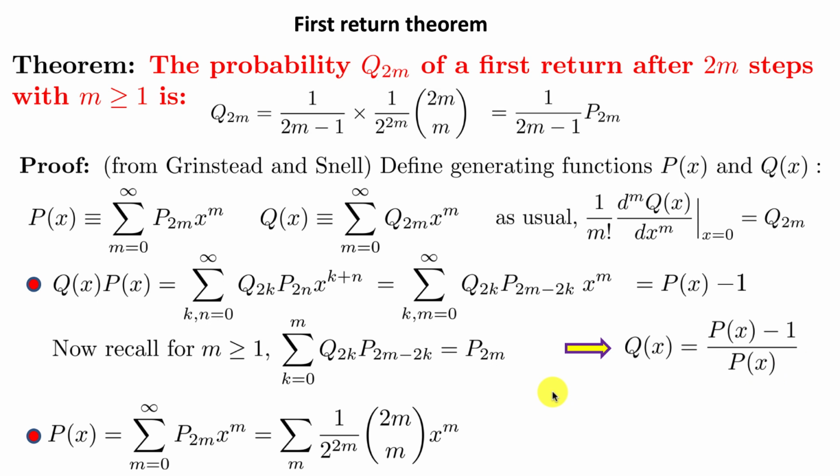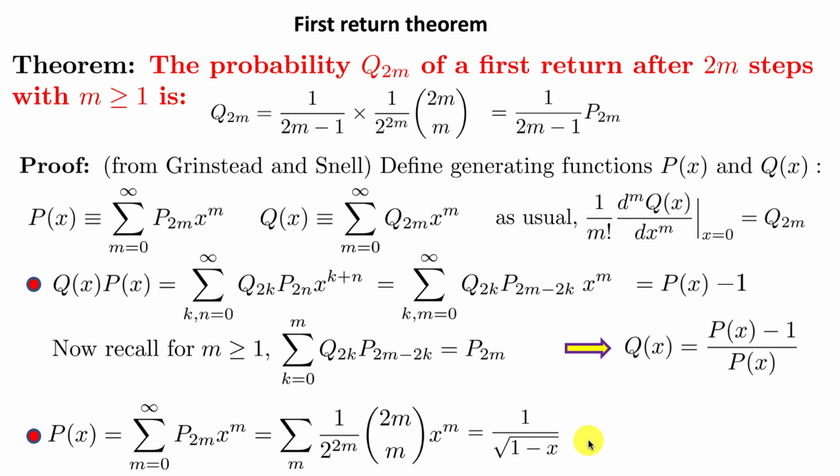Let's now look at p of x in some detail. So p of x is, of course, by definition this, and p2m is 1 over 2 to the power 2m into this thing. So I've just written what p2m is. And now the question is, how do you sum this infinite series? The answer is actually astonishingly simple. It's just 1 over square root of 1 minus x. Please accept this for now. I'm going to show that this is true in just another few minutes.